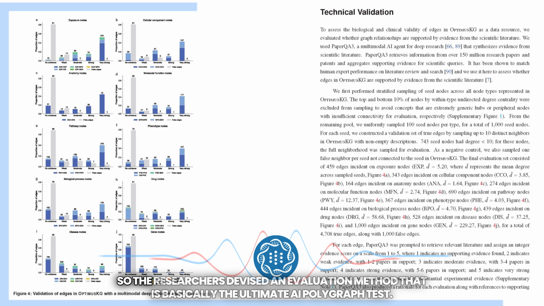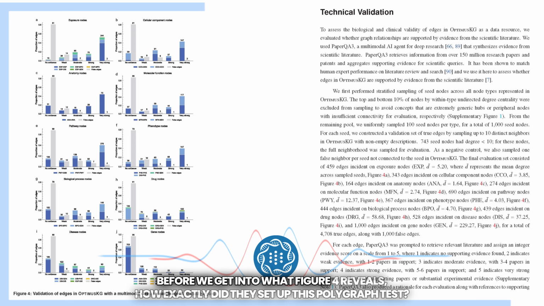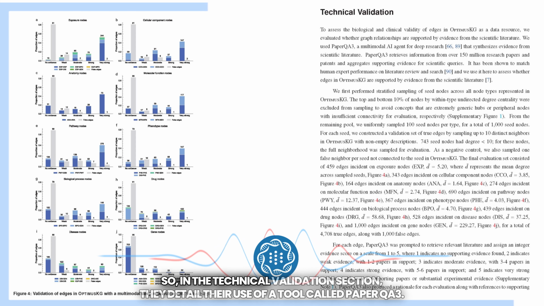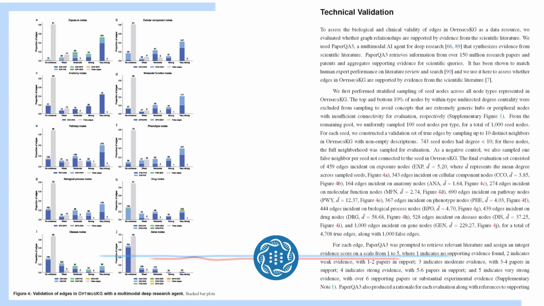Exactly. So the researchers devised an evaluation method that is basically the ultimate AI polygraph test. Which brings us to the technical validation section of the paper, and specifically Figure 4. Right. Before we get into what Figure 4 reveals, how exactly did they set up this polygraph test? So in the technical validation section, they detail their use of a tool called iKGJ. Okay. This is a frontier multimodal AI agent designed specifically for deep scientific research.